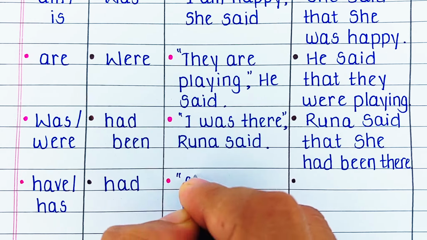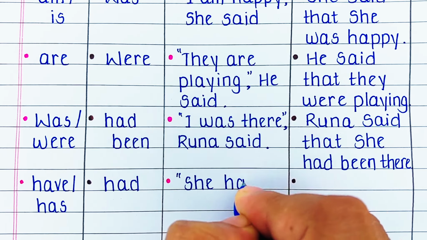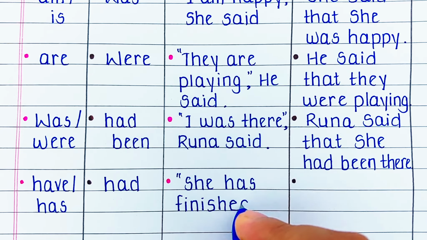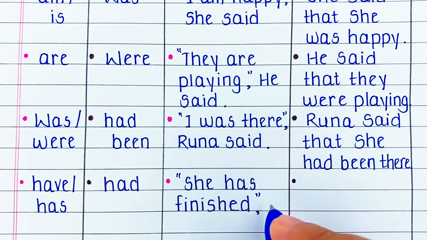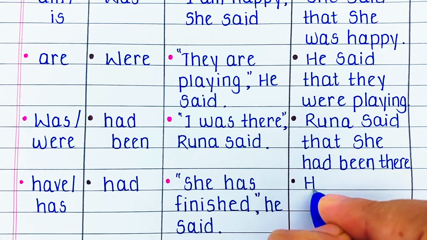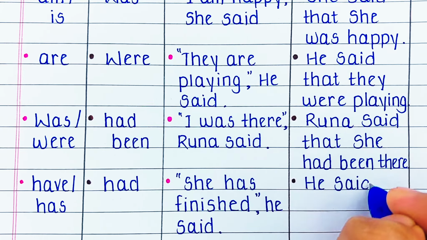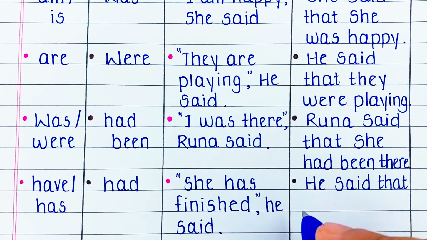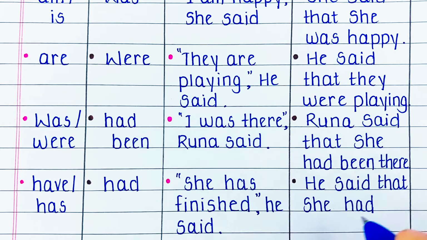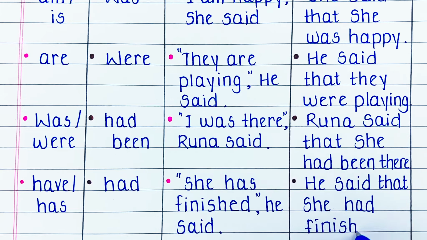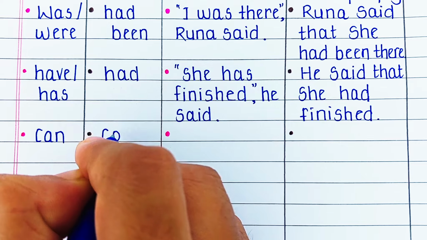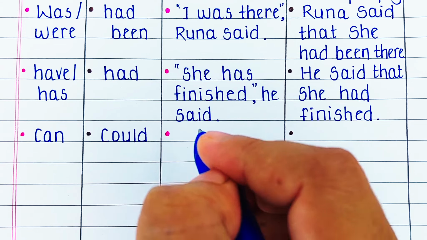Next is have or has. Have or has in direct speech will be written as had in the indirect speech. Example, "She has finished," he said. This is the direct speech. In indirect speech we will write he said that she had finished. As you can see, has in the direct speech has been replaced by had in the indirect speech.